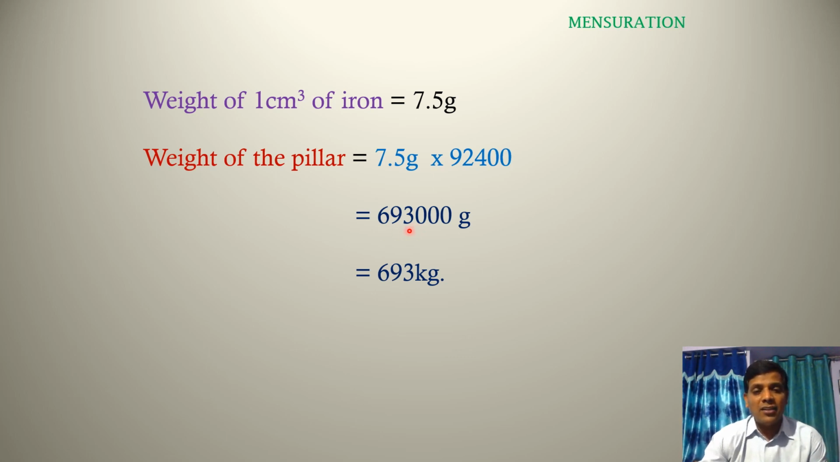So convert 6 lakhs 93,000 grams into kg. Then what is the next? 6 lakhs 93,000 grams by 1000. 1000 contains 3 zeros, so 3 zeros cancel. What is the remaining value? 693. So 693 kg. So what is the weight of the pillar? 693 kg. Okay children, in the next section we will discuss some questions on combination of solids. Okay, thank you.